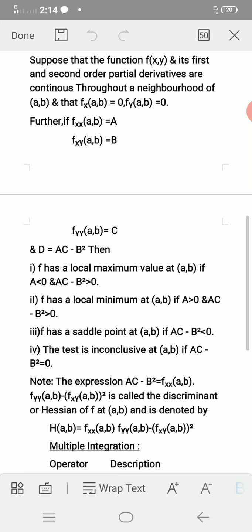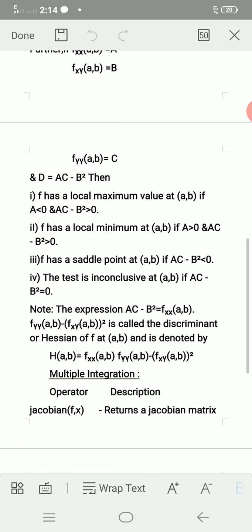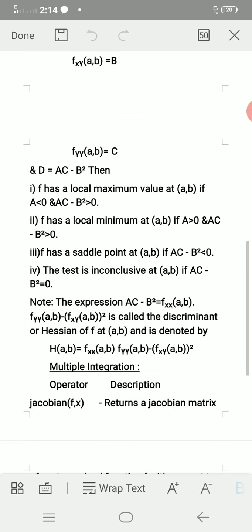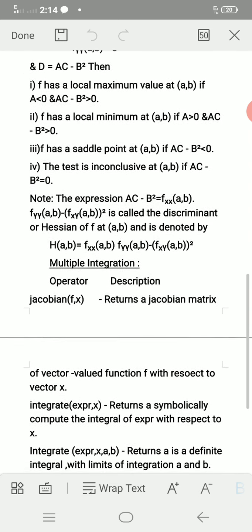Then f has a local maximum value at point (a,b) if A less than 0 and AC minus B squared greater than 0. Second, f has a local minimum at point (a,b) if A greater than 0 and AC minus B squared greater than 0. Third, f has a saddle point at (a,b) if AC minus B squared less than 0. Fourth, the test is inconclusive at point (a,b) if AC minus B squared is equal to 0.